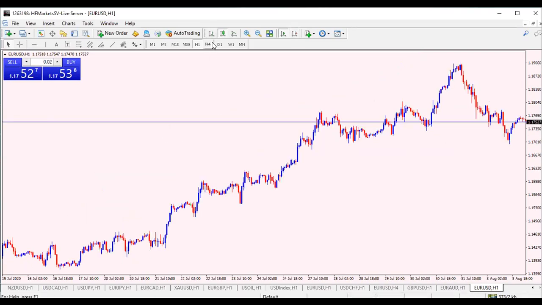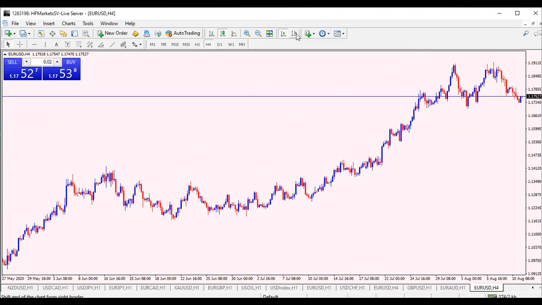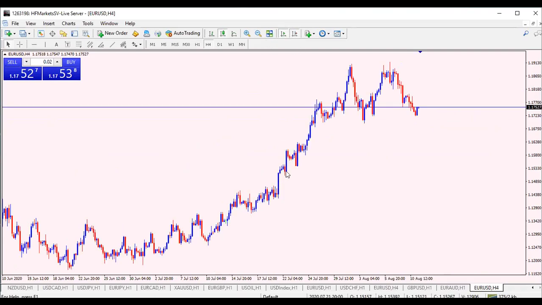Now, let me come forward. Look at this one. These are trending markets. You can see that it bought, it traced, bought, it traced, bought, it traced, bought, and keeps moving like that. This is a trending market now. What kind of trending market is this? An up trending market.